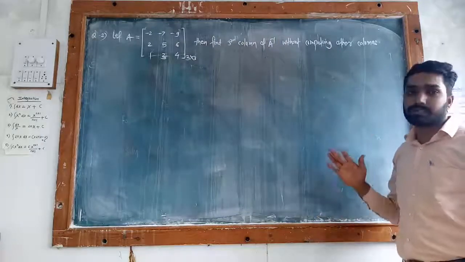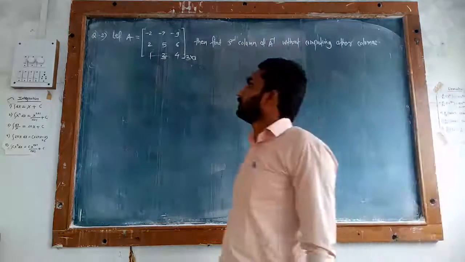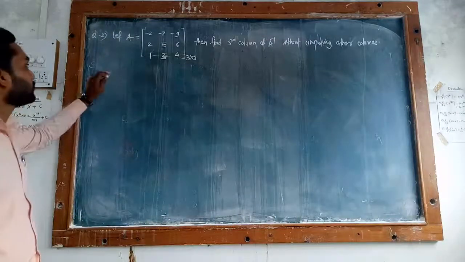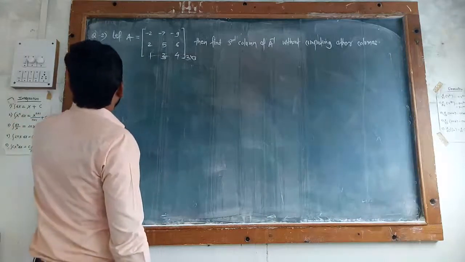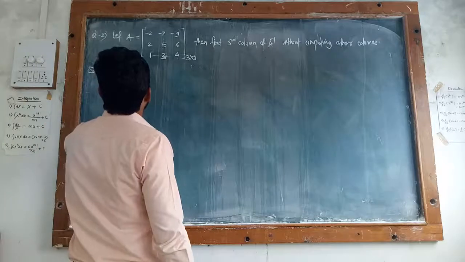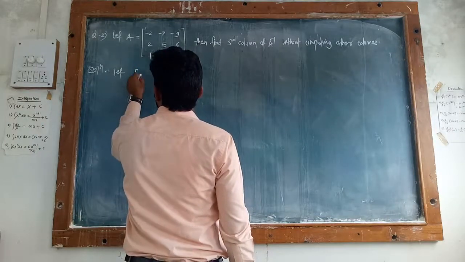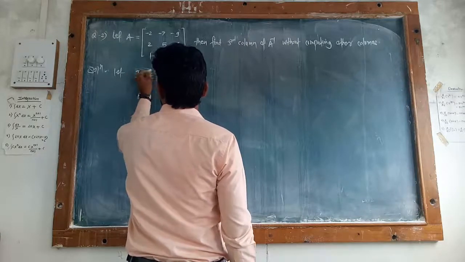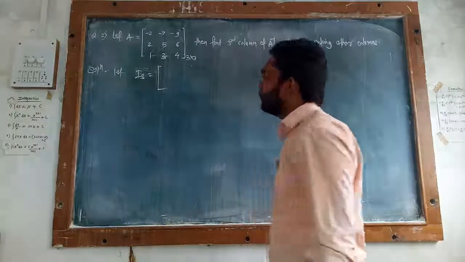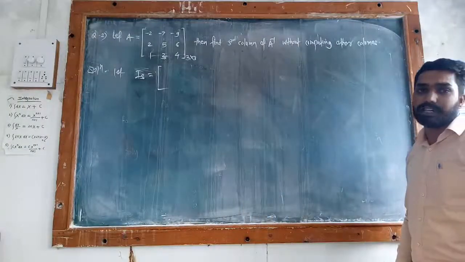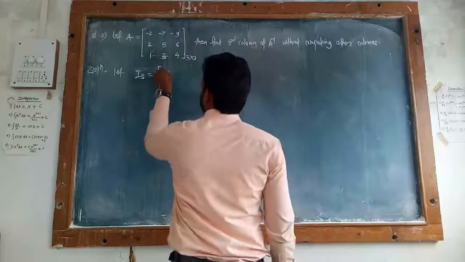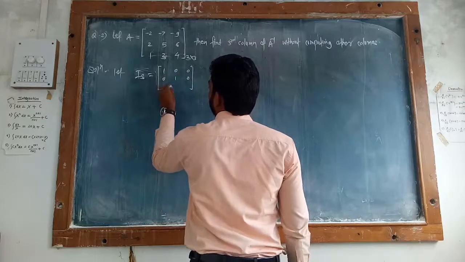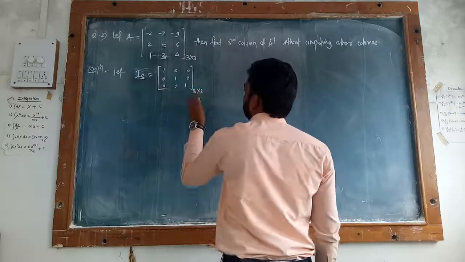Now for this type of example, we want to find the third column. So how to find this third column? Let us write down the solution. Let adjoint matrix A. Let I3 be your identity matrix of order 3 cross 3, which is 1, 0, 0, 0, 1, 0, and the third row is 0, 0, 1. So what is the order of that matrix? 3 cross 3.